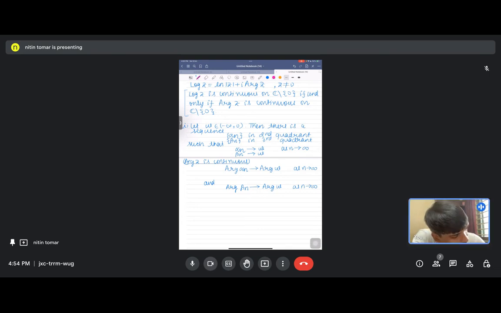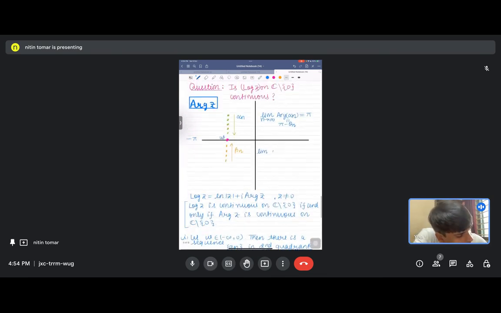Here we have seen, because argument of w, which in this case will be the limit of argument of alpha n, it should be pi, right? And from here we can see that argument of w will be the limit as n goes to infinity of argument of beta n, correct? Yes or no? Now can anyone tell me the limit of the argument of beta n?